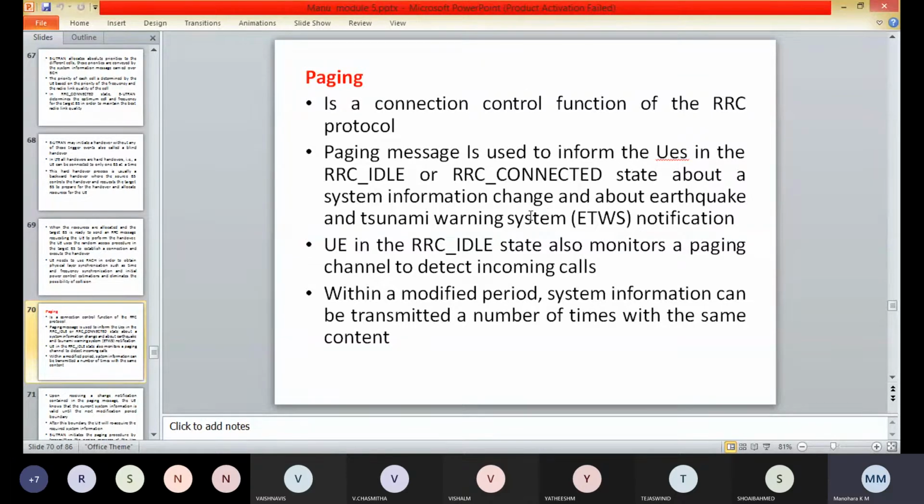One paging frame, that is PF, is one radio frame in which the E-UTRAN can page the user equipment. A paging frame may contain one or multiple subframes in which a paging message can be transmitted, and each such subframe is called a paging occasion, which is configured by the E-UTRAN.